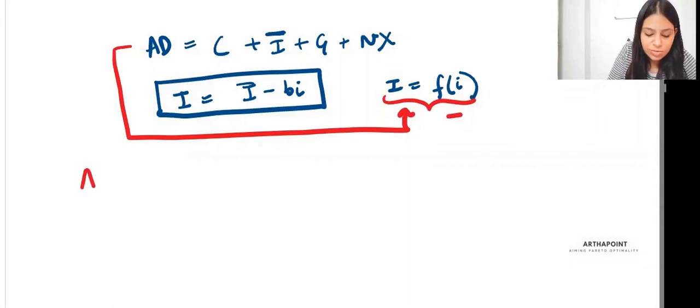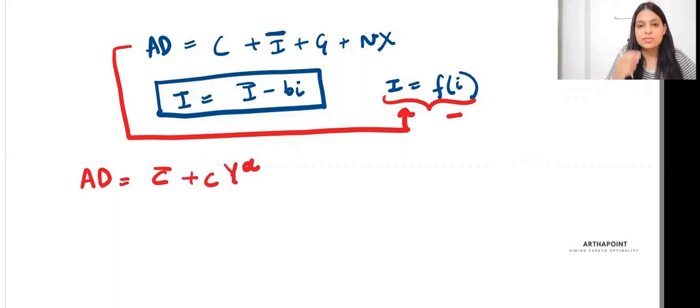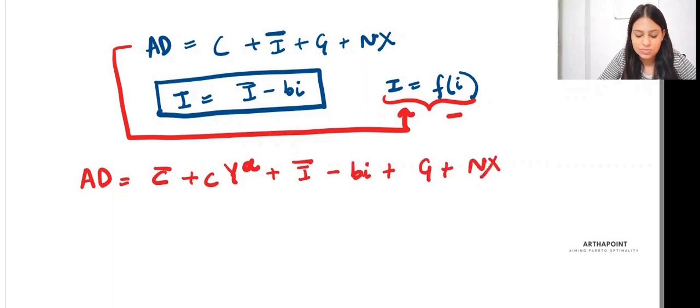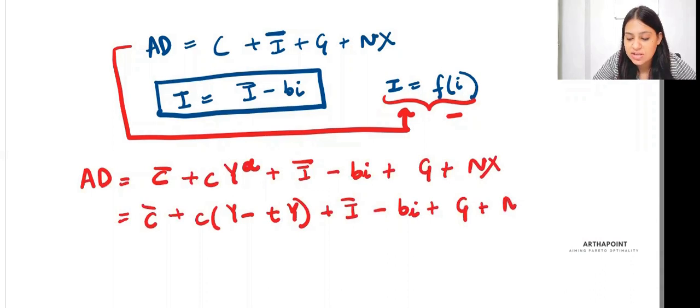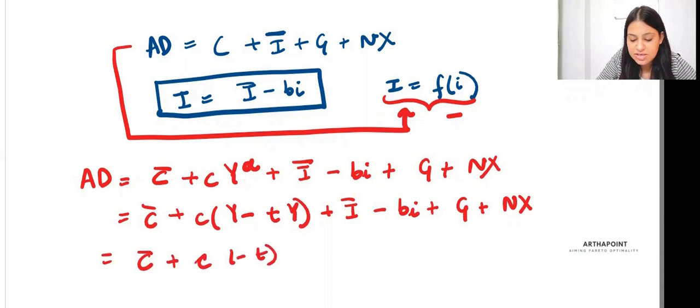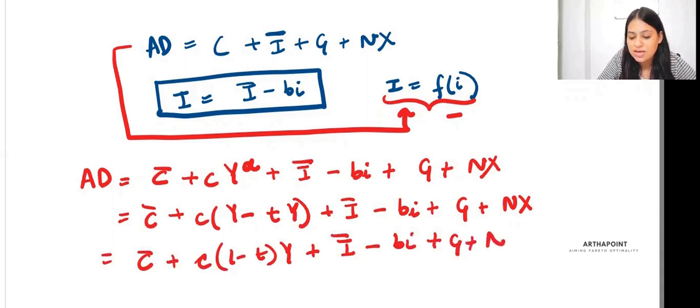To do that, I say AD is equal to C bar plus C times disposable income YD, plus I bar minus BI, plus G plus NX. Disposable income is income minus taxes. I'm not taking transfers into account for now. So this would be C bar plus C times (1 minus T) Y, plus I bar minus BI, plus G plus NX.